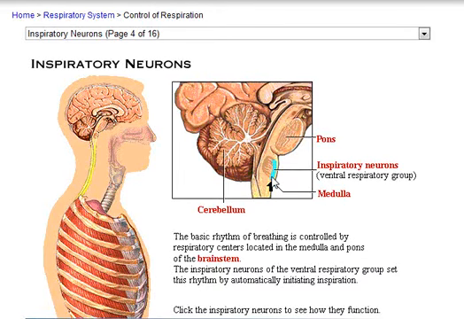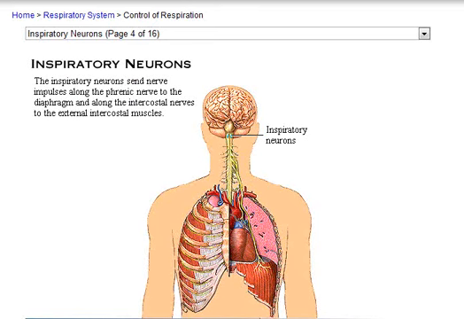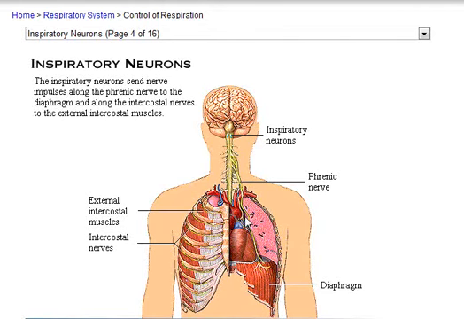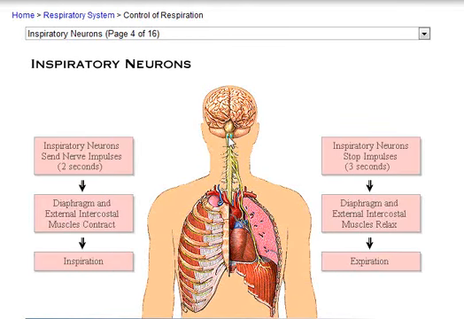The inspiratory neurons send nerve impulses along the phrenic nerves to the diaphragm and along the intercostal nerves to the external intercostal muscles. Click the inspiratory neurons to see how they initiate inspiration. The nerve impulses to the diaphragm and the external intercostal muscles continue for a period of about 2 seconds.